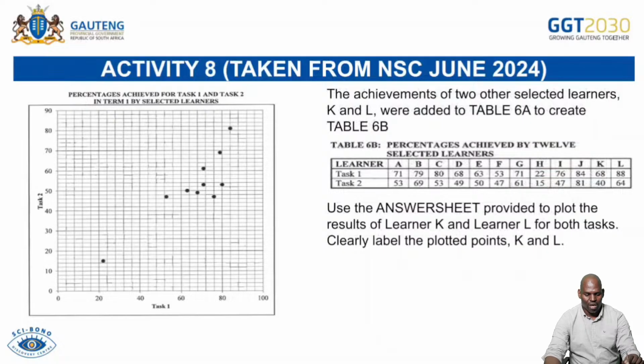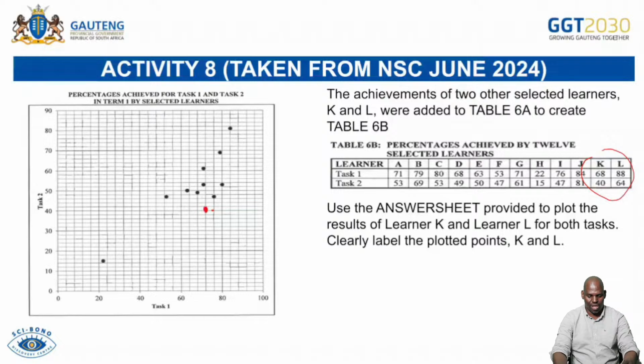Okay, then activity 8 is: use the answer sheet provided to plot the results of learner K and learner L. So remember, this is learner K and L. So for task 1, the learner got 68. So it must be 68. So here I've got 1, 2, 3, 4, 5. So this is 64, 68. So if I plot it, 68 and 40, I'm going to plot it somewhere there. I open a cross. You just have to make sure that you get the correct positions there.